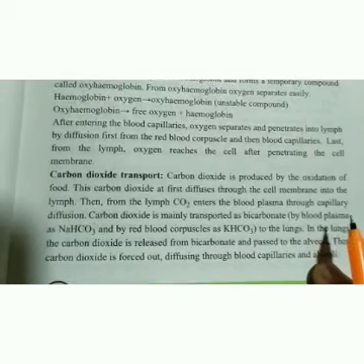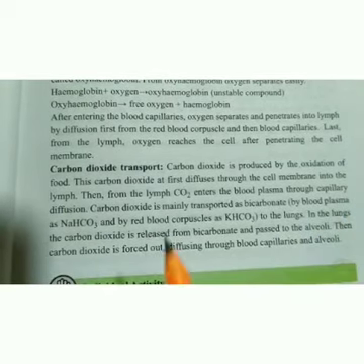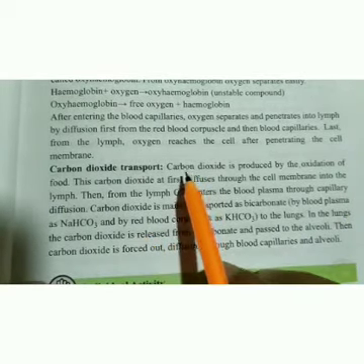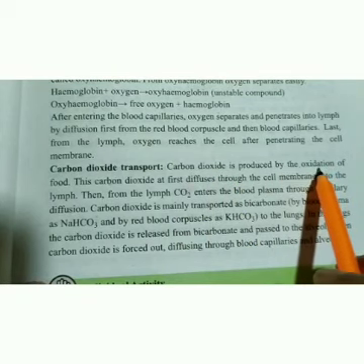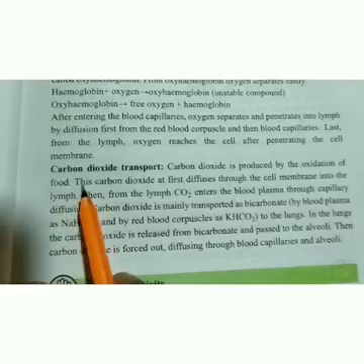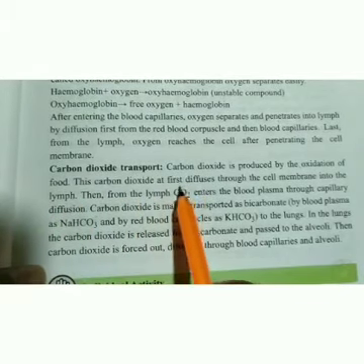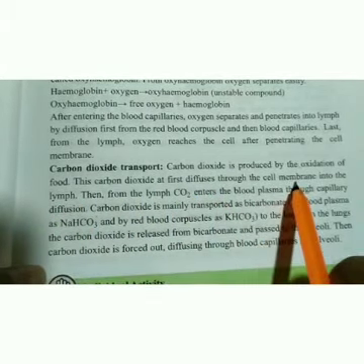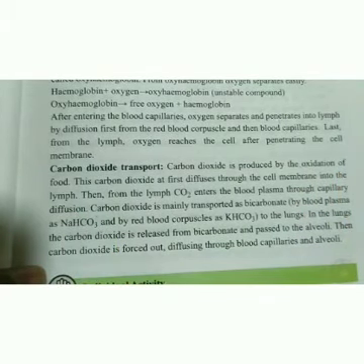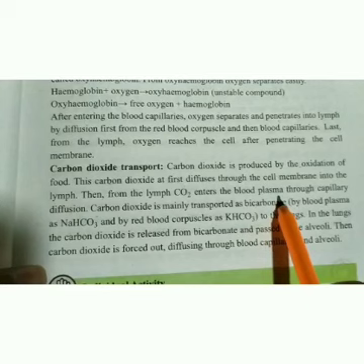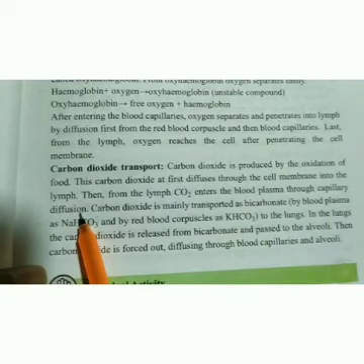Next, how carbon dioxide is transported through blood. Carbon dioxide is produced by the oxidation of food. This carbon dioxide at first diffuses through the cell membrane into the lymph. Then from the lymph, carbon dioxide enters the blood plasma through capillary diffusion.